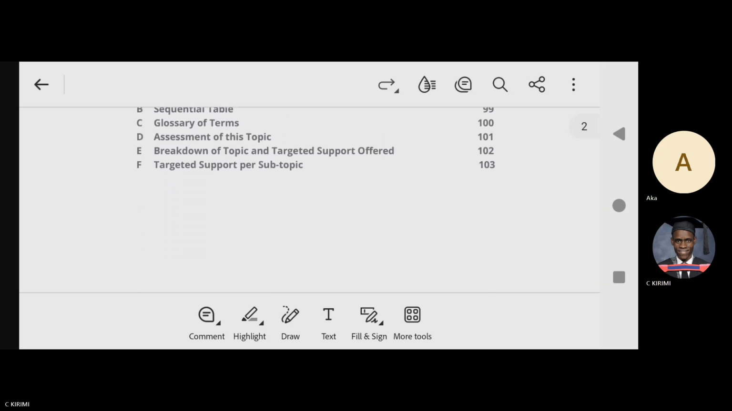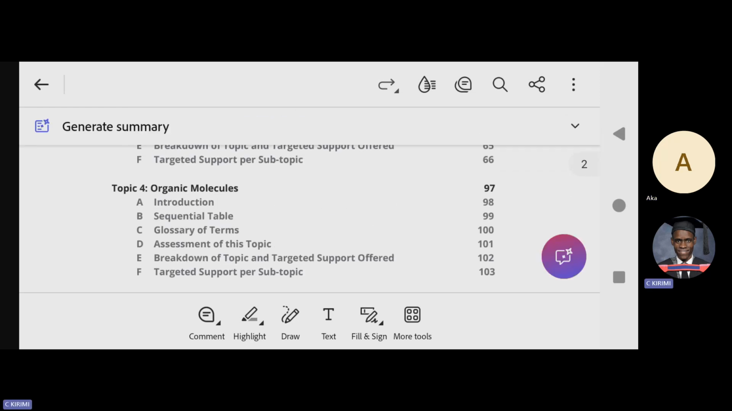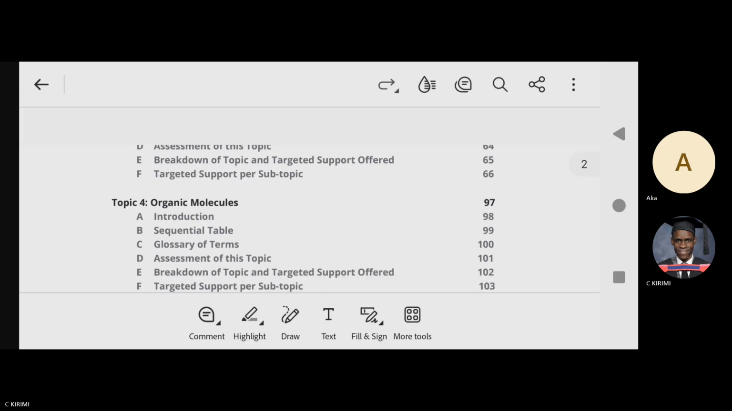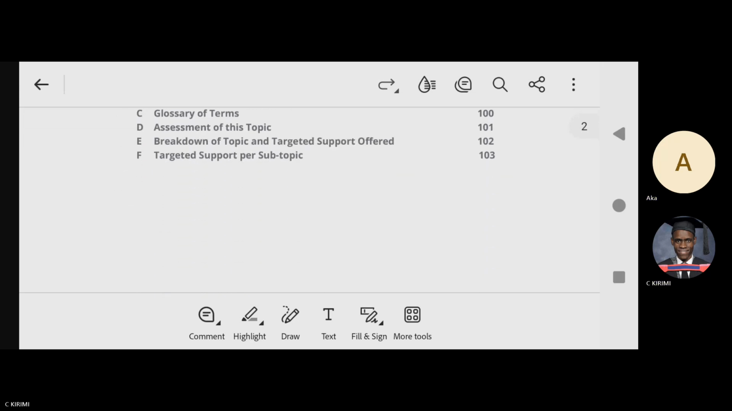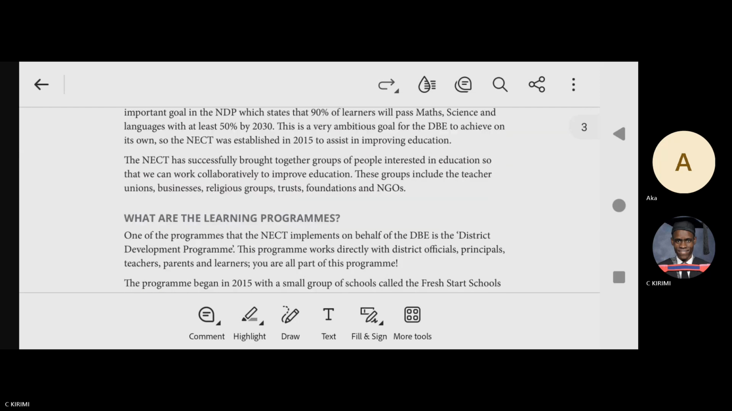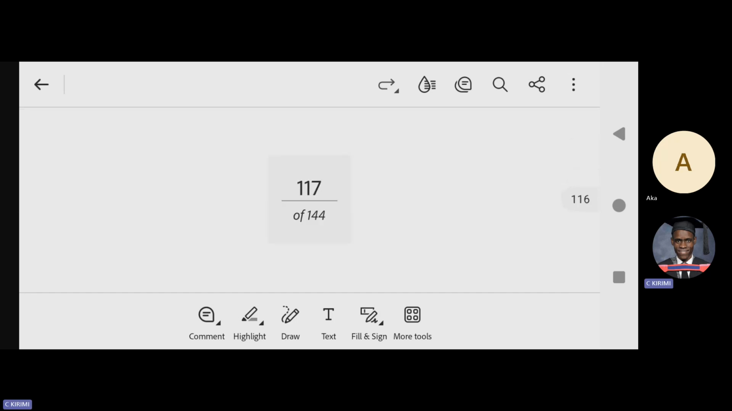So let's do the projectile motion which you requested for now. Then if you have pushed the rate of reaction, we can continue with that. On page 63.